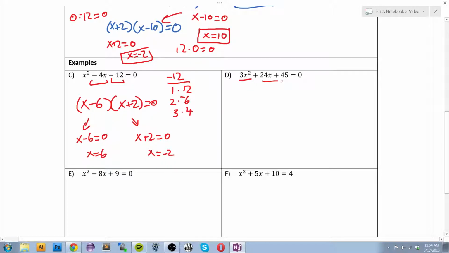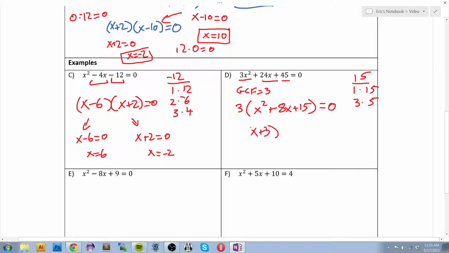Here, it looks like we have a GCF that we can factor out. So the GCF would be 3. Let's just have that chilling out in front. X squared plus 8x plus 15. Well, 15 doesn't have that many factors. It's got 1 and 15. That's not going to make it 8. 3 times 5, those will certainly add up to 8. So x plus 3, x plus 5 equals 0. And that 3 is staying again out in front.